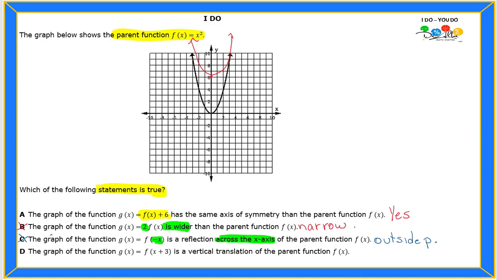What about letter D? It says the graph of the function g of x equals f of x plus 3 is a vertical translation of the parent function. So let's see. The word here is what? Vertical. Now, how do I know if it's vertical or horizontal? If it's inside the parentheses, it's not vertical. Inside the parentheses is actually horizontal. Okay, so that's not true either.